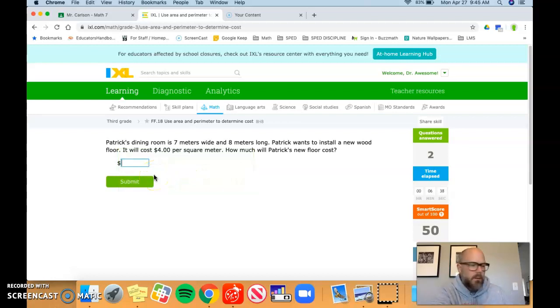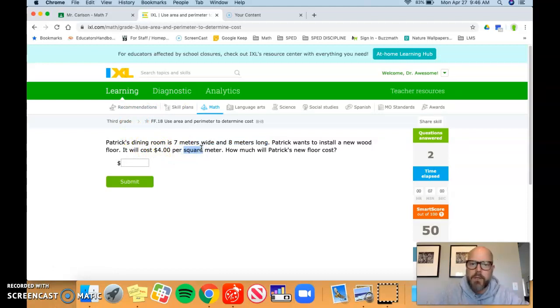Let's do one more. So we've done an area one, and we've done a perimeter one. Let's see what it is. Patrick's dining room is 7 meters wide and 8 meters long. Patrick wants to install a new wood floor. It will cost $4 per square meter. How much will Patrick's new floor cost?